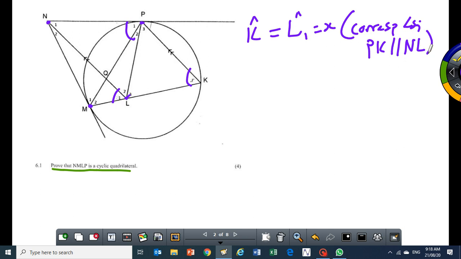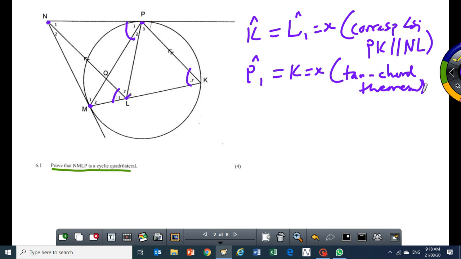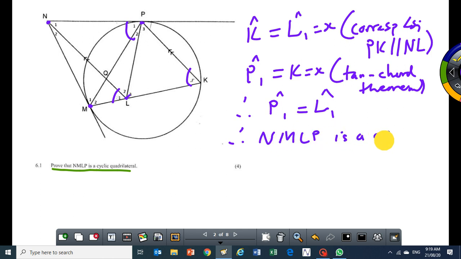PK is parallel to NL. Then I've got P1 being equal to angle K, and both are equal to X, and that's because of the tan-chord theorem. What this means is I can say therefore angle P1 is equal to angle L1. Therefore, NMLP is a cyclic quad. My reason will be converse angles in the same segment.